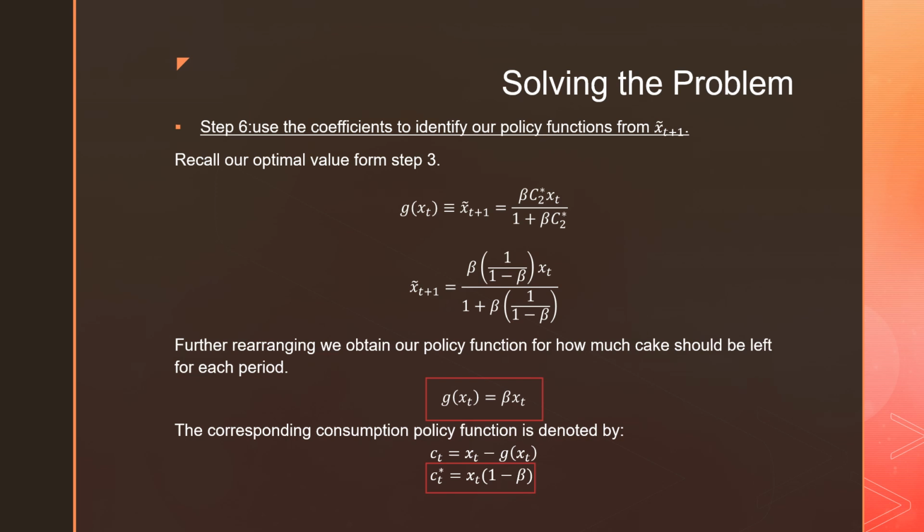So in our sixth and final step, we just sub in what our values will be for C2, and our policy function is usually denoted by g of xt. After doing a little bit of algebra, we find that our policy function is equal to beta times xt, meaning that we should save that proportion, or that proportion should be left over for the next period forever. And the corresponding consumption policy function is xt times 1 minus beta. So that's solving the cake eating problem over infinite time.